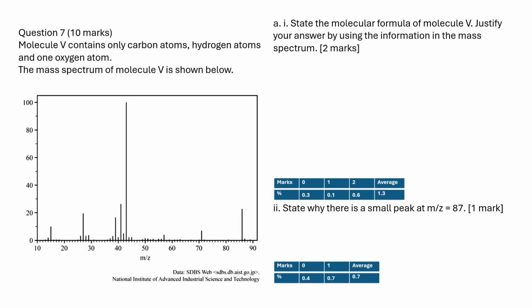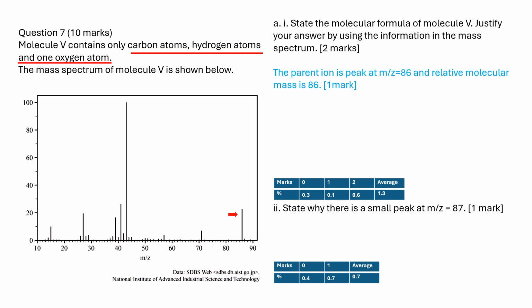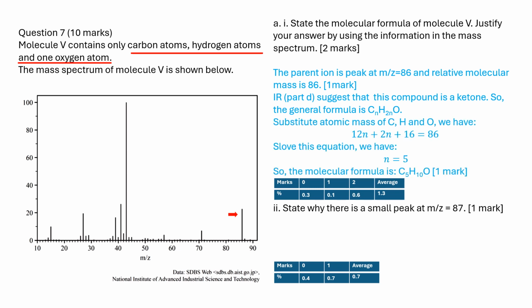Only carbon, hydrogen, and oxygen are found in this compound. So, its molecular mass must be even. Its molecular mass is identified as 86. From its IR, we identify it as a ketone. So, the general formula is CnH2nO. We substitute all the atomic masses into this formula, solve this equation, and get the number of carbon is 5. The peak at 87 is an isotopic peak caused by the 13C isotope being present in the molecule.